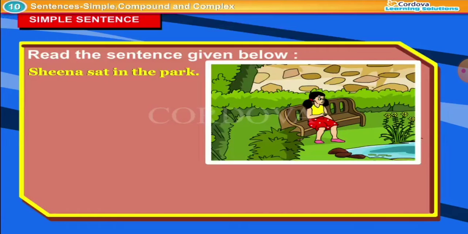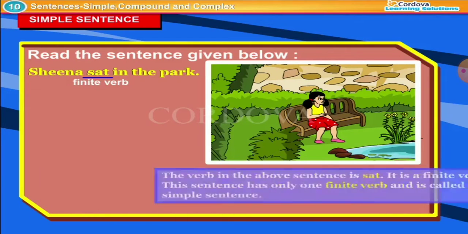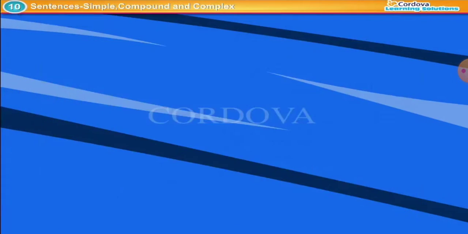Simple sentence. Read the sentence given below. Sheena sat in the park. Finite verb. The verb in the above sentence is sat. It is a finite verb. This sentence has only one finite verb and is called a simple sentence. A sentence which has only one finite verb is called a simple sentence.